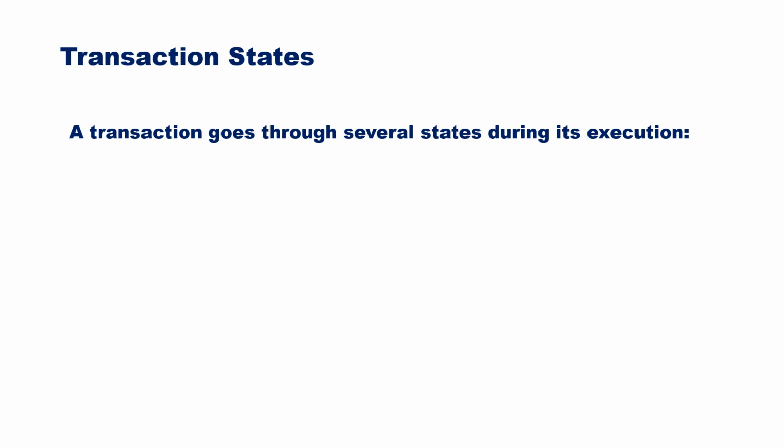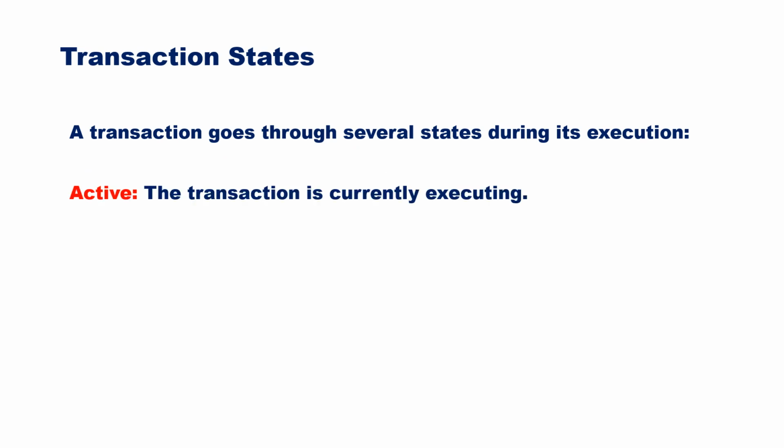Let us now understand the different states of a transaction. A transaction moves through a series of states as it gets executed. The first state is active. This means the transaction is currently in progress. For example, the system is in the middle of updating records.